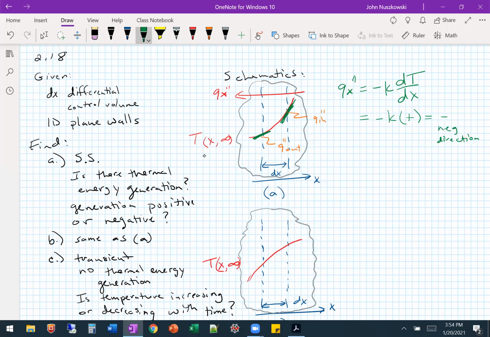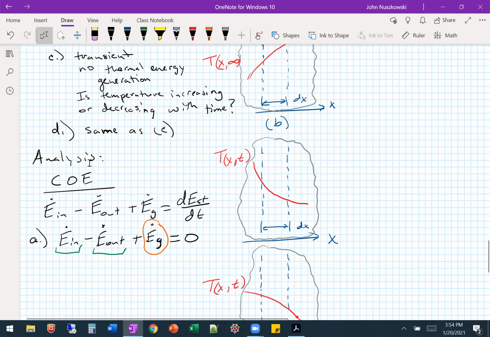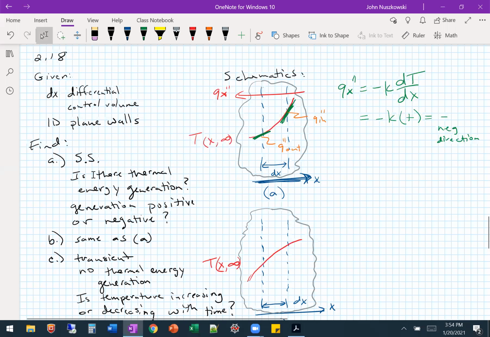So that's from right to left, because our positive direction is from left to right. Okay, so that also tells us we're going from right to left here. All right, so how do we get energy in and energy out then? Is what I labeled here, the heat flux in, different than the heat flux out on our dx control volume?